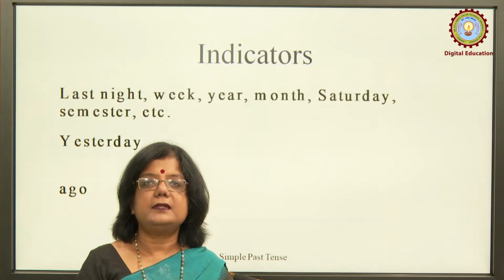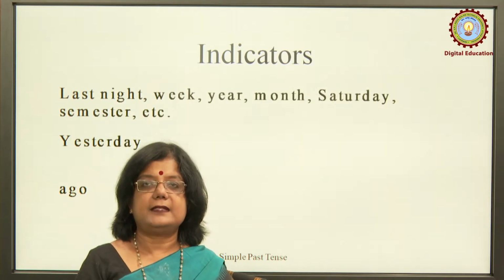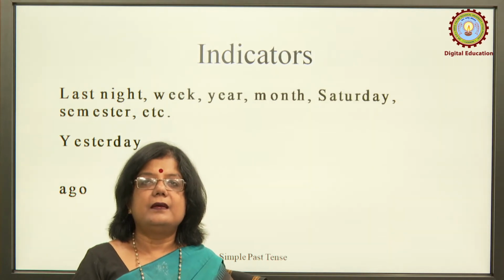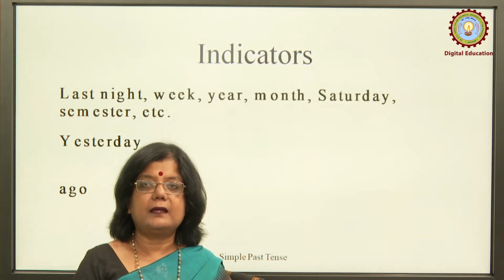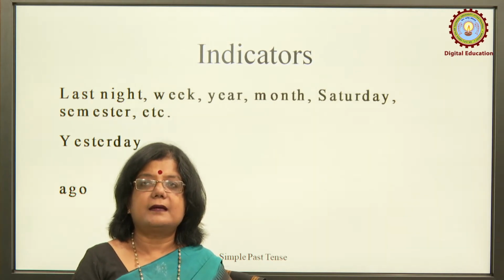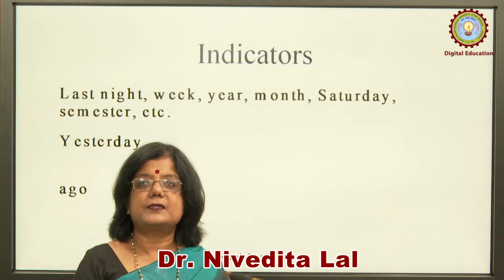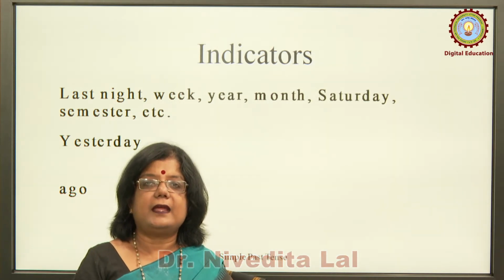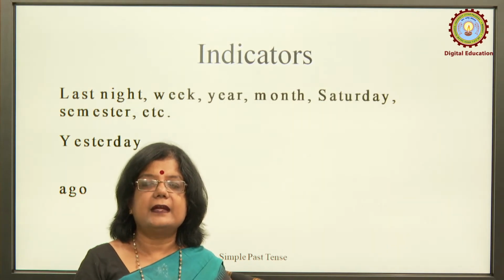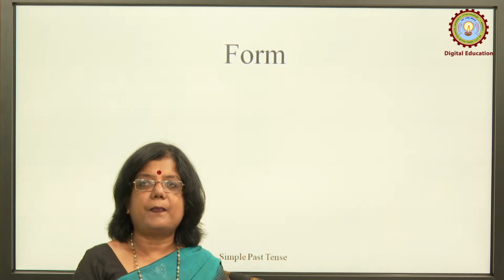Last night, I watched a movie. Last week, we went for a picnic. Month, we can say that in the previous month I did well in my exams. Yesterday, ago, these are other words which can indicate the time of the past.